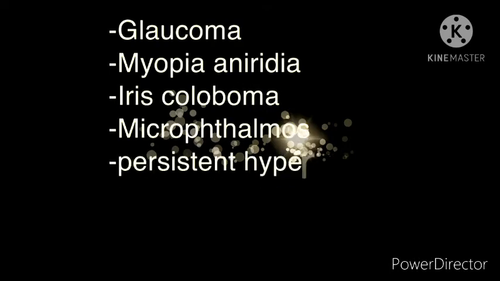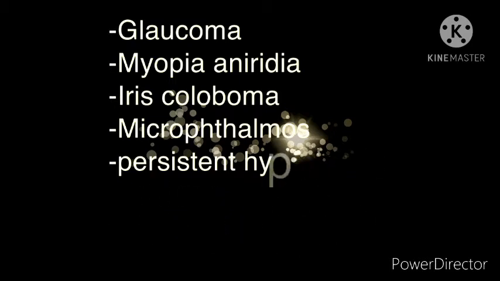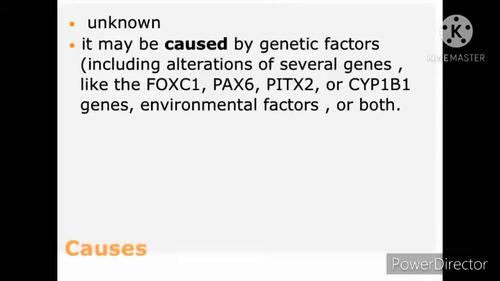Peters anomaly is bilateral in 60 to 80% of cases. It may be associated with other abnormalities of the eye, including congenital glaucoma, myopia, aniridia, iris coloboma, microphthalmos, persistent hyperplasia of primary vitreous, and optic disc hypoplasia. Peters anomaly may be caused by genetic factors, including alterations of several genes like the FOXC1, PAX6, PITX2, or CYP1B1 genes, environmental factors, or both.